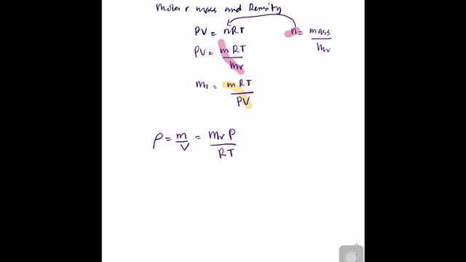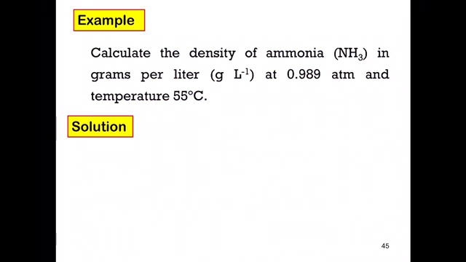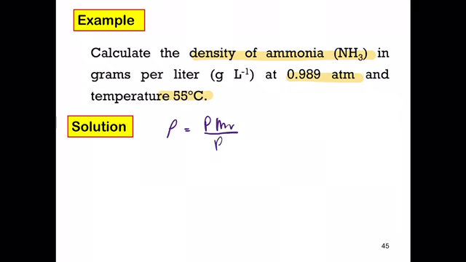So let's look at the application of this equation. Calculate the density of ammonia in gram per liter at 0.989 atm and temperature 55 degrees C. Since we want to calculate the density, let's use the equation: density is equal to P Mr over RT. So pressure is given as 0.989 atm, multiplied with the molar mass of the ammonia.